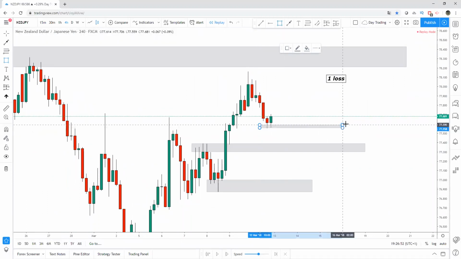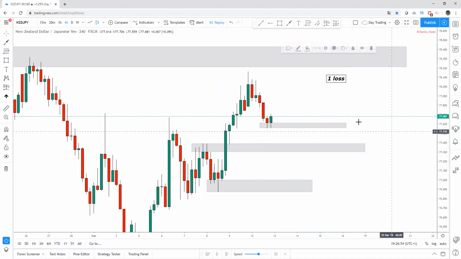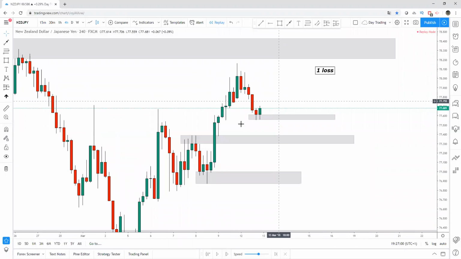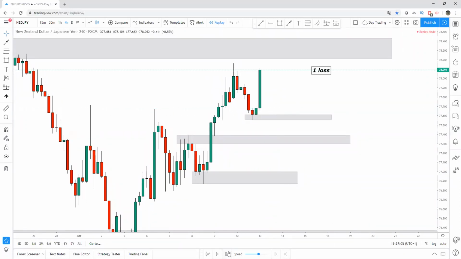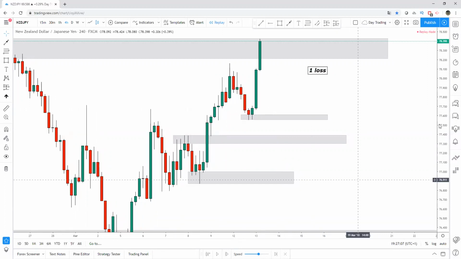More confirmation, right? So when we see this happening, we start to identify that we might potentially have a higher low, because that's what we're looking for, and we want to see the new market forming. So let's see what happens. All right. Yep. So we missed the trade.